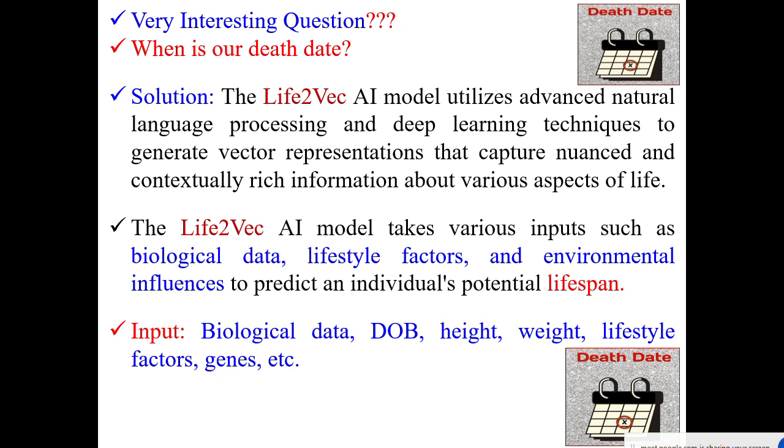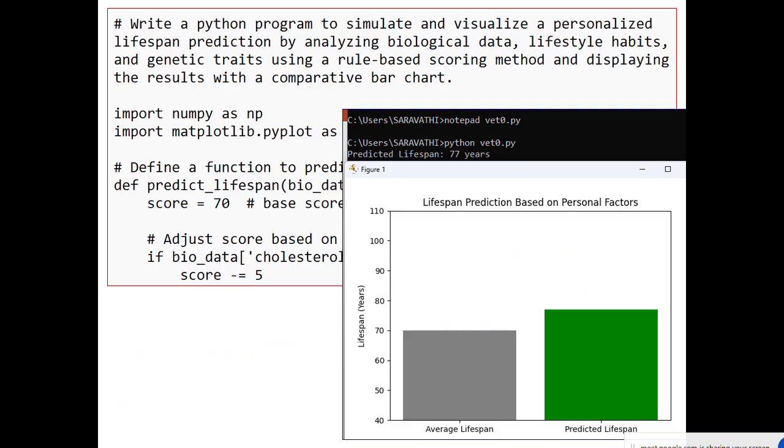The aim of the program is finding the death date of a person, any person. So the input data is biological data: date of birth, height, weight, lifestyle factors, genes, etc. And finally, what is the output we are getting? We are getting the output lifespan as a number of years. Then write a Python program to demonstrate and visualize a personalized lifespan prediction by analyzing biological data, lifestyle habits, and genetic traits using a rule-based scoring method, and displaying the results with a comparative bar chart.